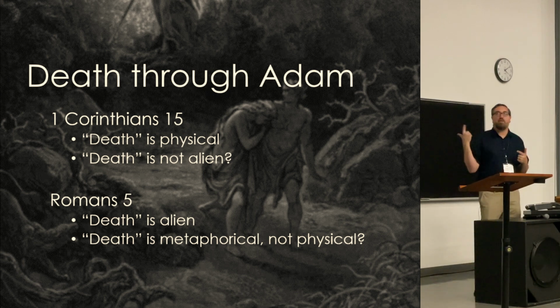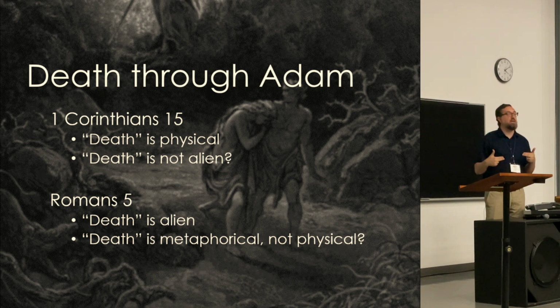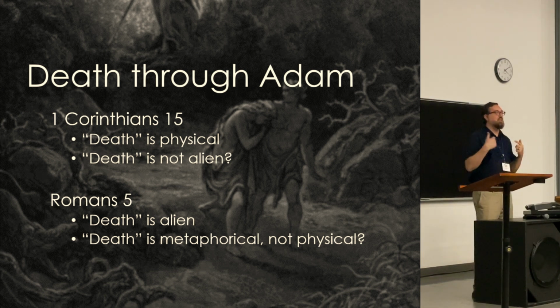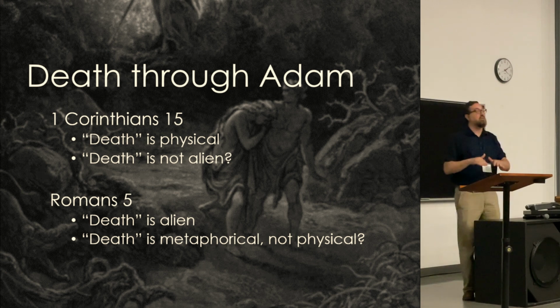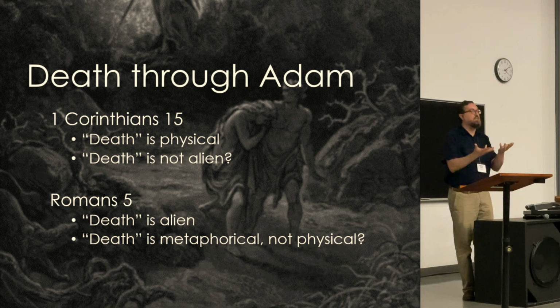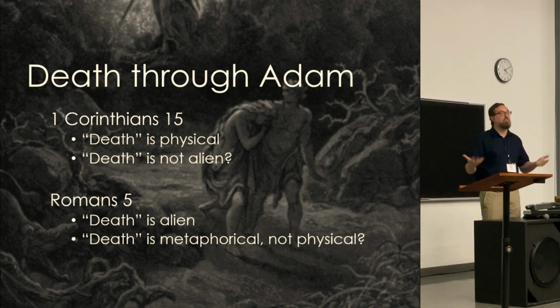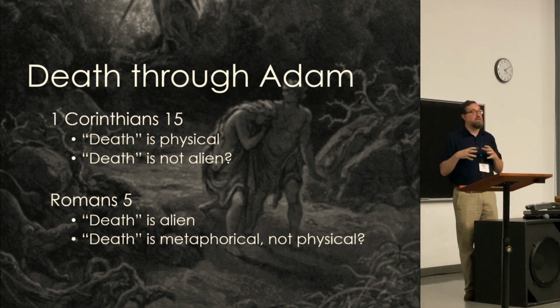But it does align well with, so what I do with this is look at death through Adam and say, well, in 1 Corinthians, it's clear that Paul's talking about mortality when he talks about death through Adam, but it's not clear that he's talking about something that has invaded creation. And that actually aligns really well with the idea that corruption is fundamental to the world. Whereas in Romans, it's clear that Paul's talking about death through Adam as something that's alien to God's creation. It has entered in through one man and so forth.